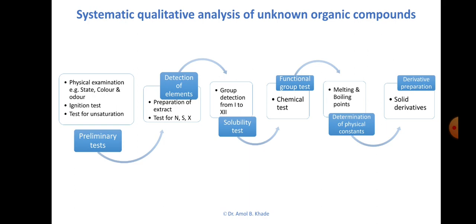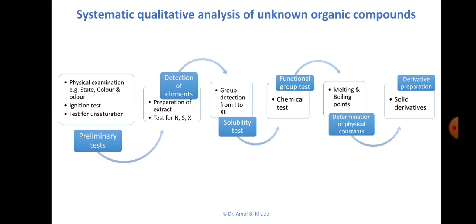We have discussed in the earlier sessions how we can apply the systematic qualitative analysis approach to identify the given organic compound. So we know we can start with the preliminary test, then we can find out which auxiliary elements are present in the organic compound, then we can perform the solubility test where we can segregate the compound into different groups, and then we can perform the chemical tests for detecting the functionality or functional groups which are present in the given compound. And finally, we can perform the determination of physical constants.